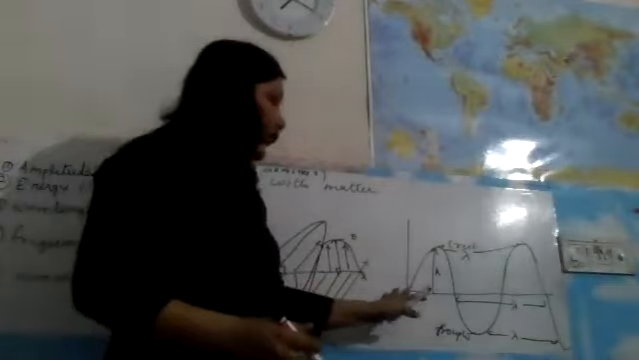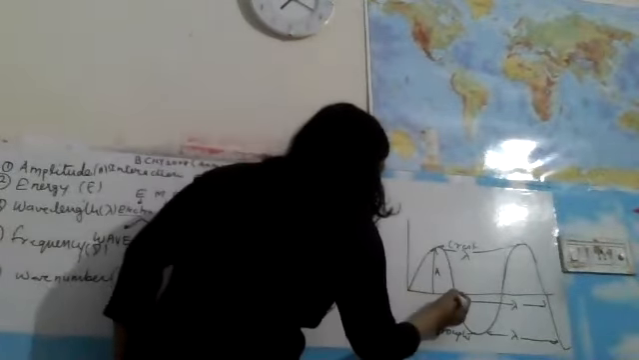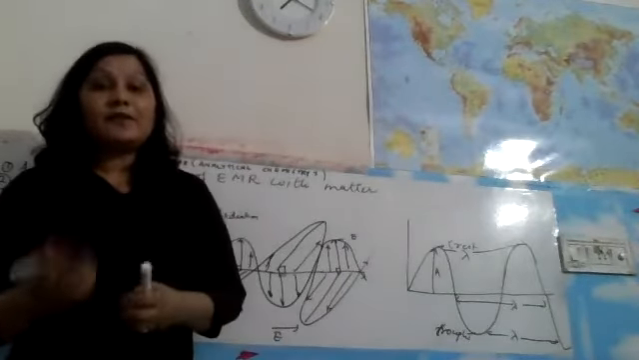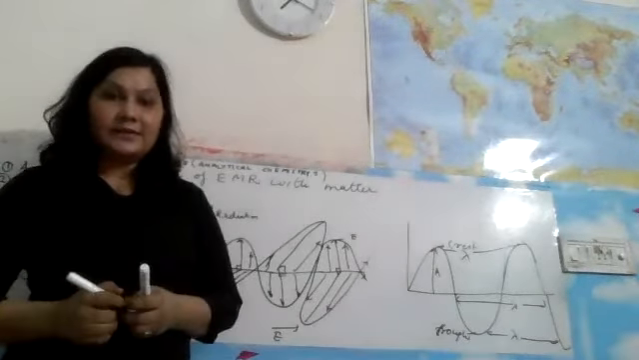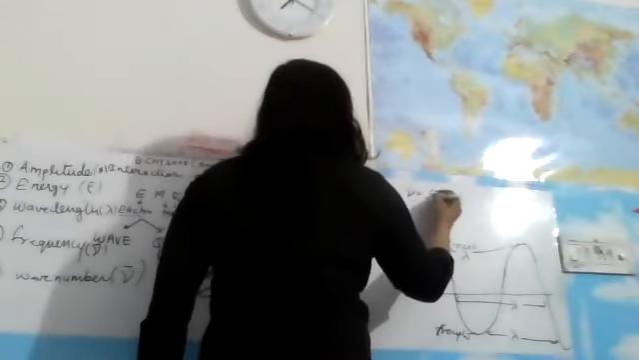The next term is frequency. The frequency of a wave can be defined as the number of wave crests or wave troughs that pass through a given point per second. Means if we talk about this wave, how many waves pass through this area per unit time is the frequency, right? And the relation between the frequency and wavelength is nu is equal to c by lambda.